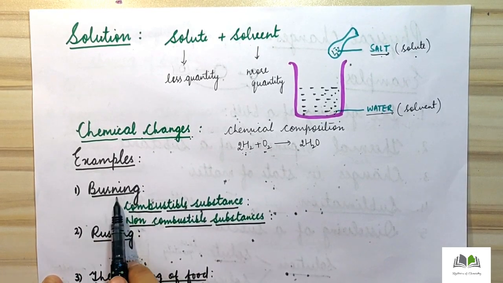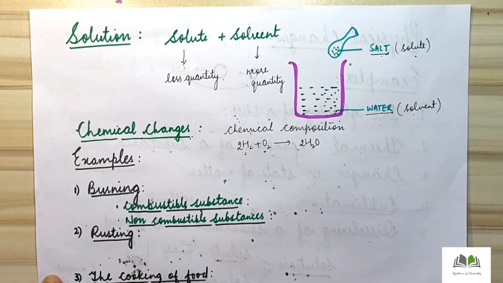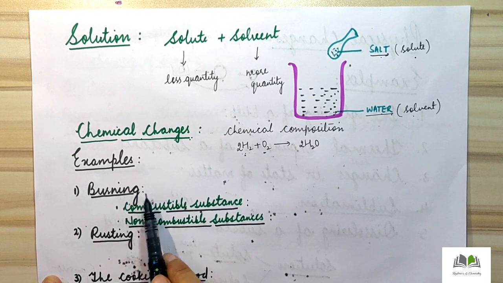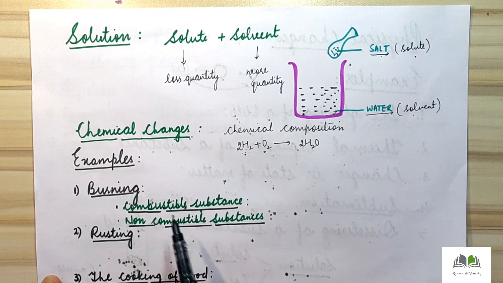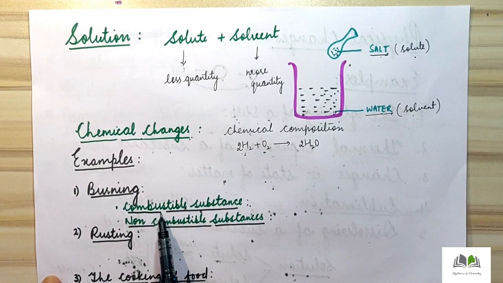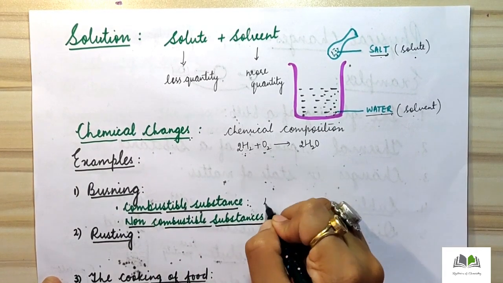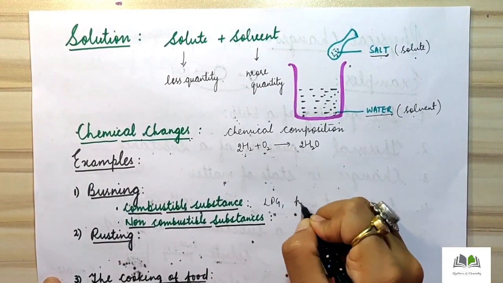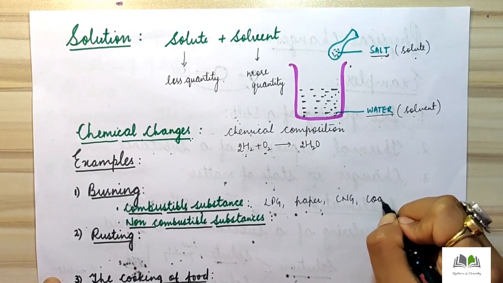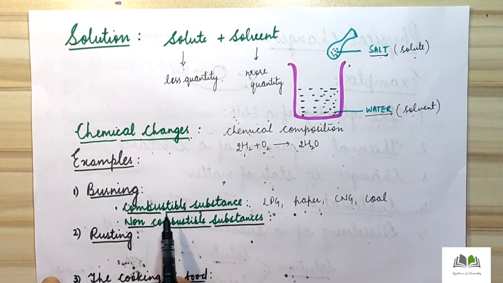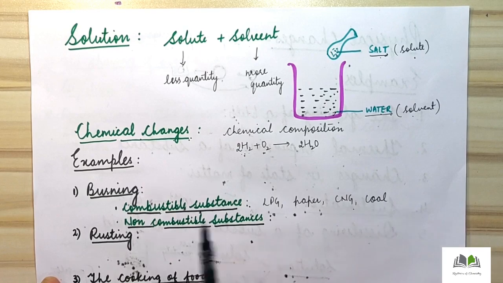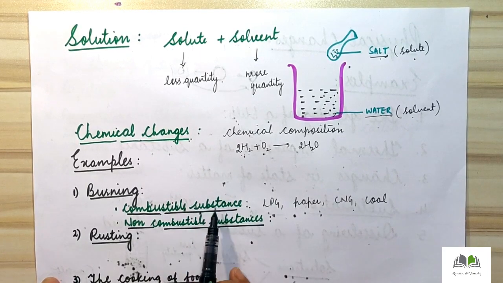Now first example is burning. Burning is a very common example we can see around us. So what is burning? Burning, whenever we burn any substance. Now which substances undergo burning? The substances which catch fire easily. Those substances are known as combustible substances. For example, LPG, piece of paper, CNG, coal, petroleum. So these are the substances which catch fire easily or which undergo burning easily. Those substances are known as combustible substances.